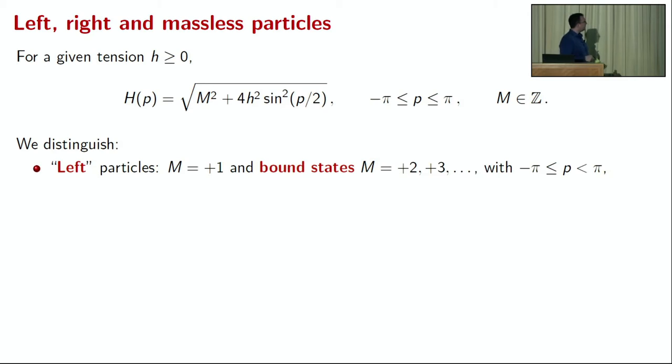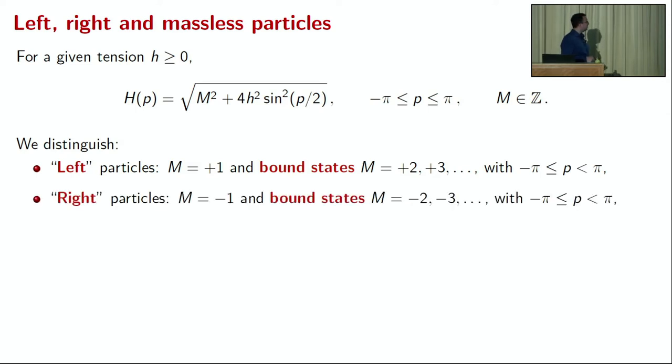And we will distinguish particles that I call left. These are particles that have m equal plus 1, or bound states of m equal plus 1 particles that have plus 2, plus 3, and so on. Then I will have right particles. They have m equals minus 1, and the bound states have minus 2, minus 3, and so on.